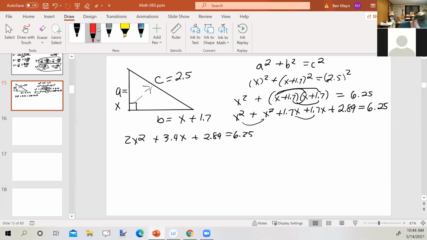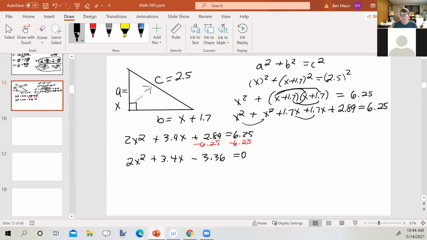I'm going to subtract 6.25 from both sides of the equation. So I get 2x squared plus 3.4x. And then let's see here. 2.89 minus 6.25 is going to be minus 3.36 equals 0. All right, so I've got my second degree or quadratic equation in standard form, descending powers.